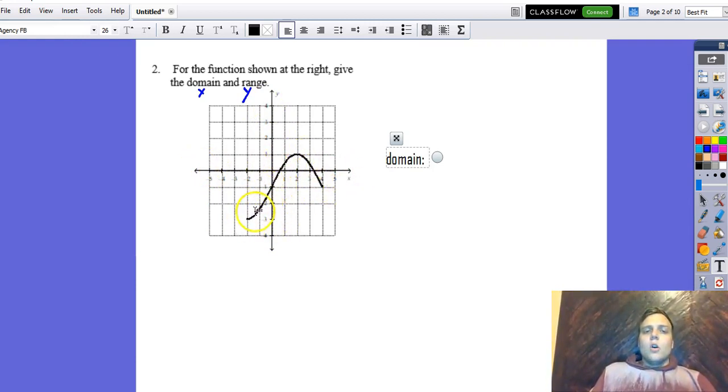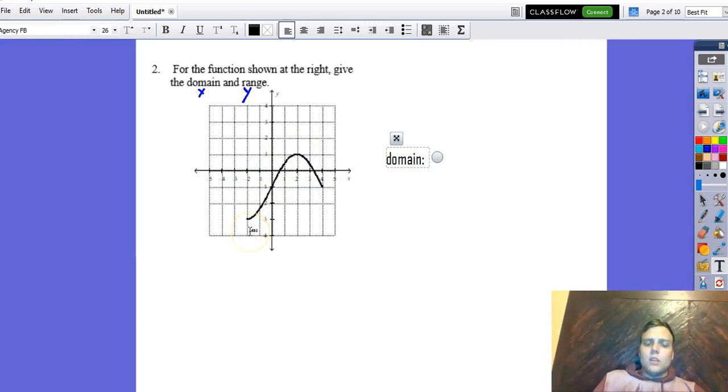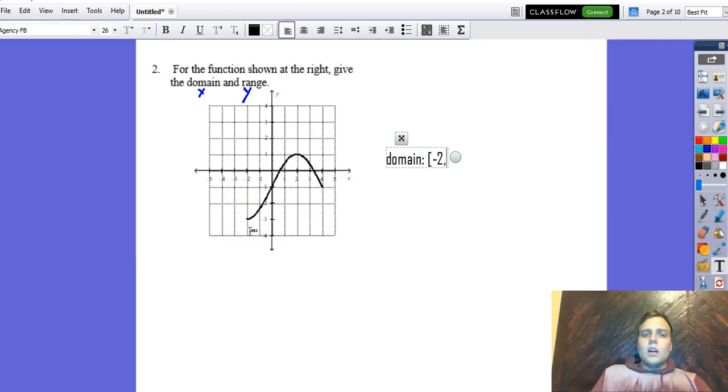Okay? What is the most left x value? Well, we see this little loop. Let's go to the left. What's the leftest it goes? Right here at -2. Since it's a closed circle at -2, we get to do bracket -2, comma. I now need to find the most right x value, which is 4. And that's closed, so it's also a bracket.